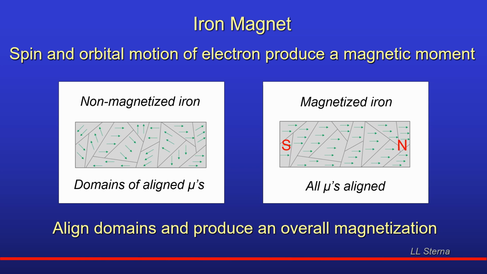If you cut the piece smaller and smaller and smaller, eventually you get down to a single atom of iron or even a single electron. You'd still have a magnetic dipole moment, but you wouldn't be able to separate it any further. You couldn't slice an electron into two parts.